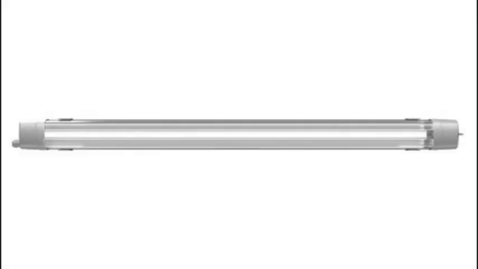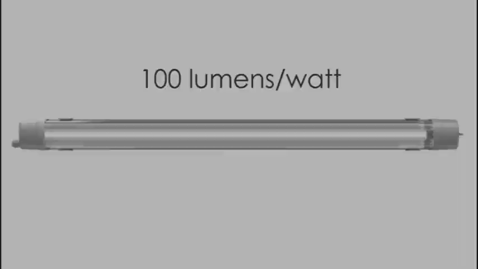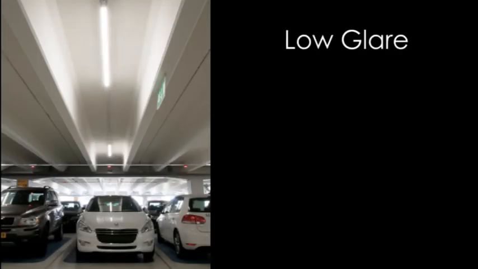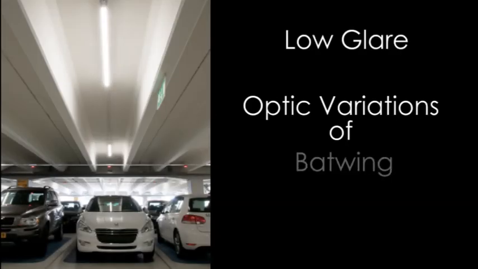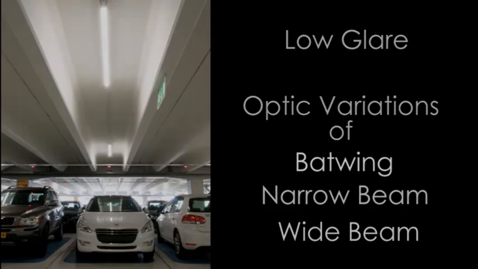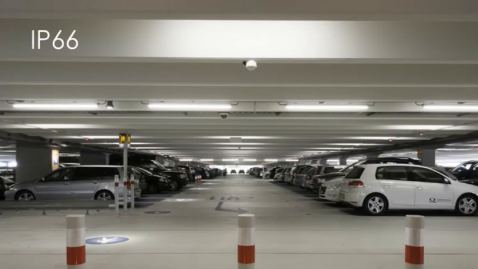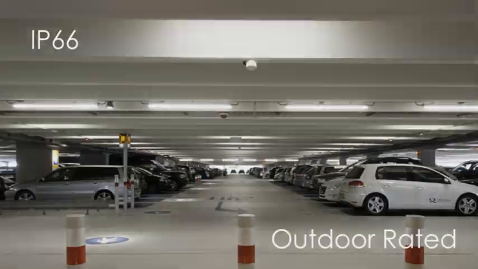This LED fixture offers up to 100 lumens per watt. The Titan is very low glare and is available with optic variations of batwing, narrow beam, and wide beam. It is IP66 rated for outdoor applications.